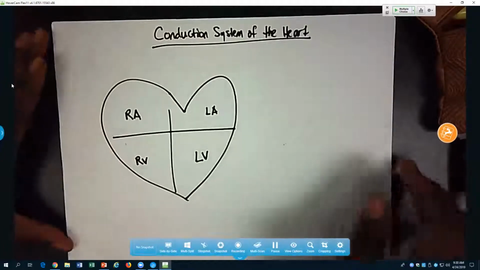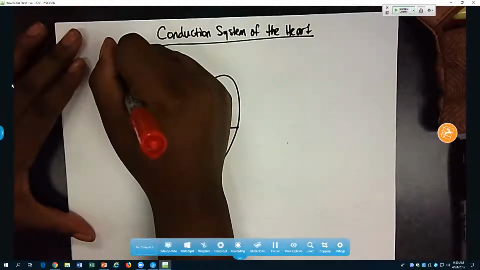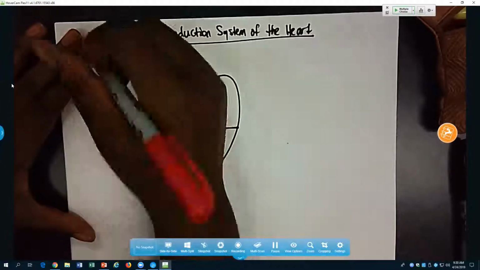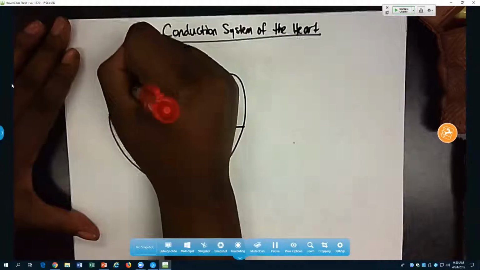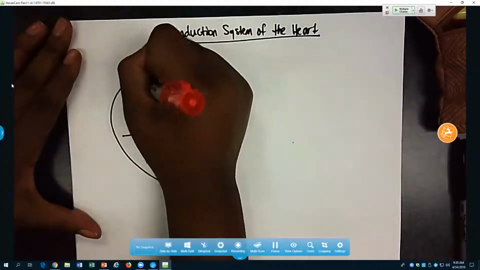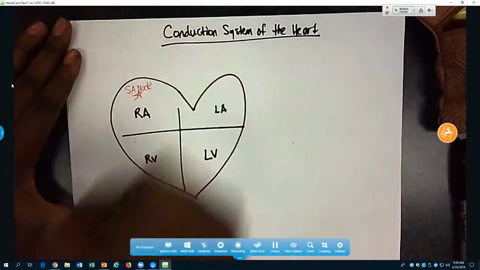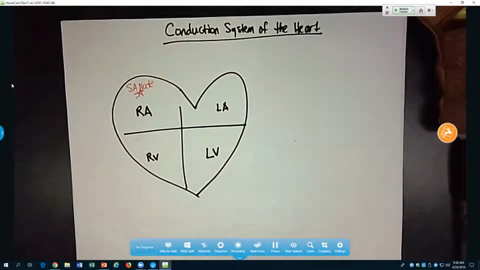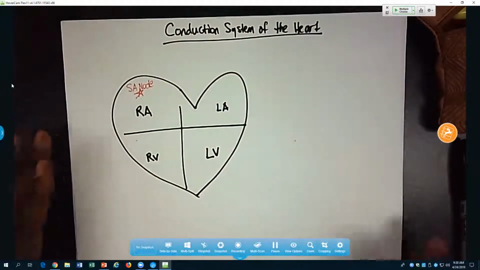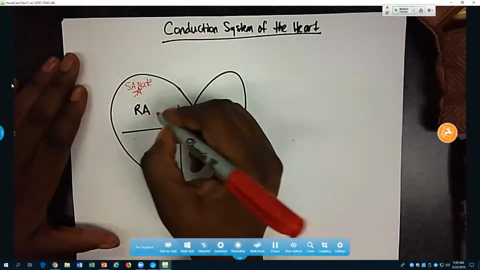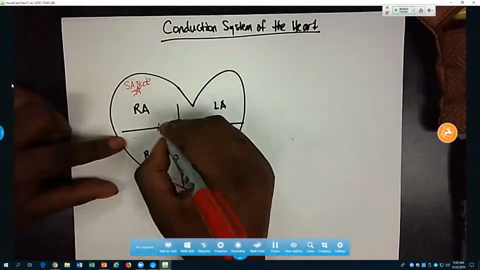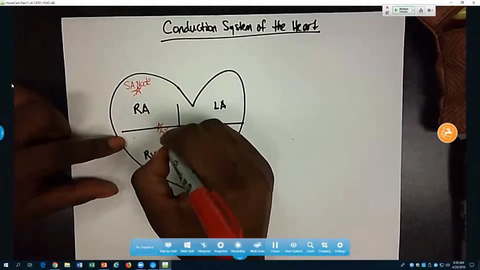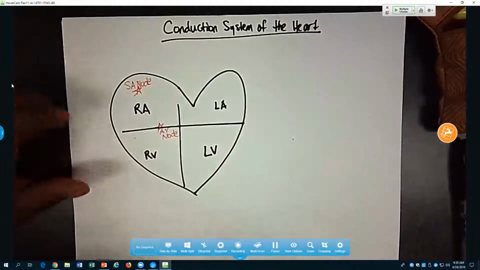As we just described, there are 2 autorhythmic cells, or 2 pacemaker cells. One is going to be the SA node, and that is going to be at the top of the right atrium. And then we have the AV node, which is in between the right atrium and the right ventricle. Right, the AV node.